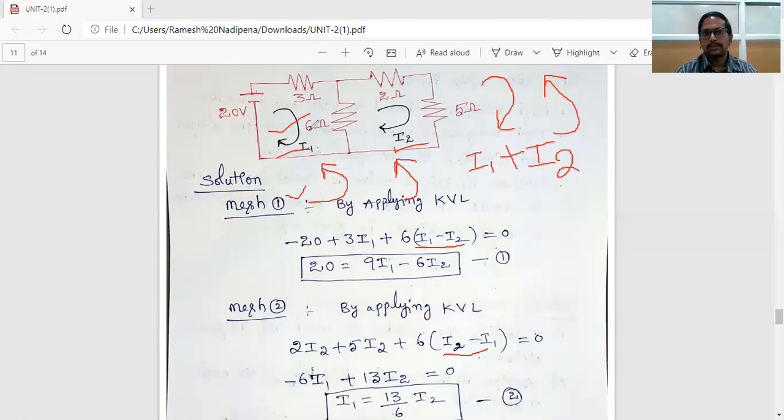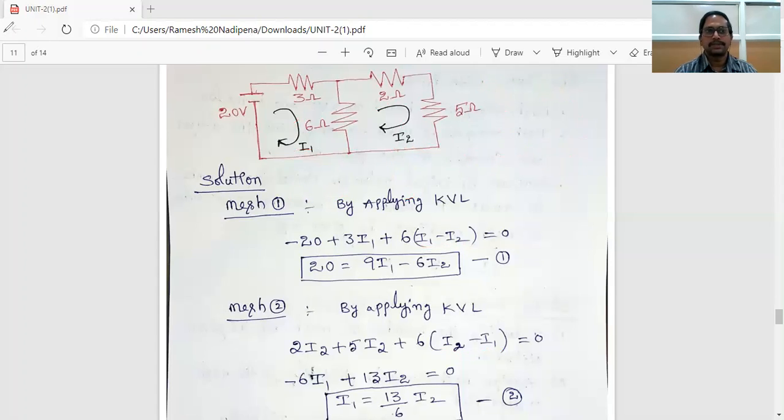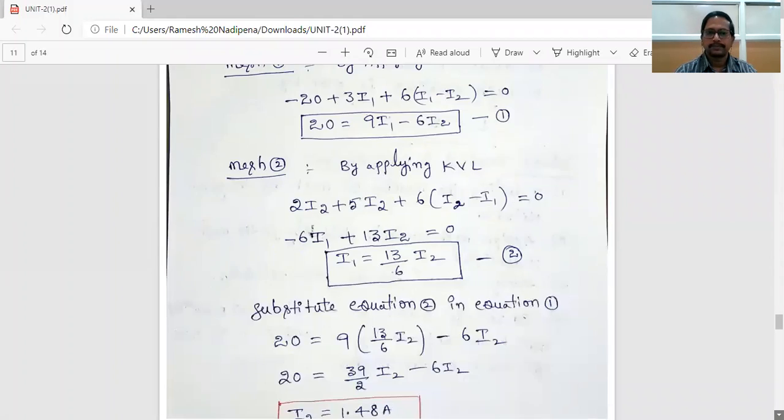So this covers two mesh equations, right? Let us consider three mesh equations. This is a three mesh circuit.